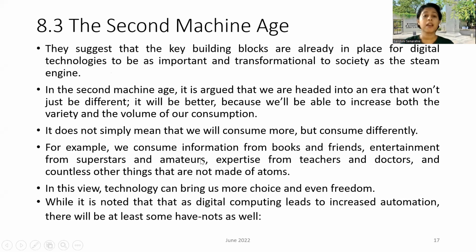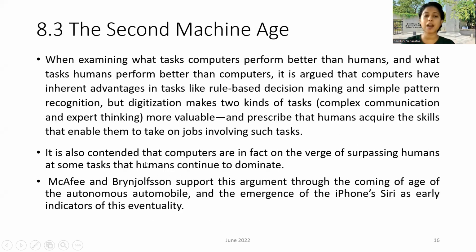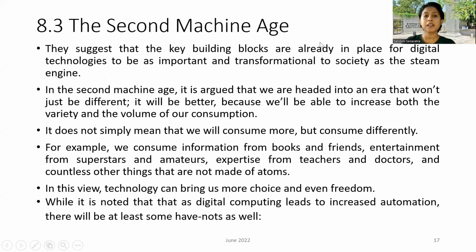moving forward, they suggest, who are they? Now, the authors of this book that we talked about, right? McCarthy and Brynjolfsson, suggest that key building blocks are already in place for digital technologies to be as important and transformational to society as the steam engine, right? Already the prerequisites from the technological end that are required for this automation to be realized are already there in the society, right?